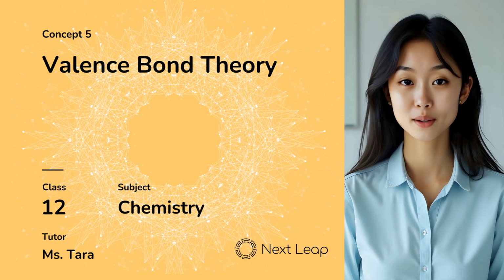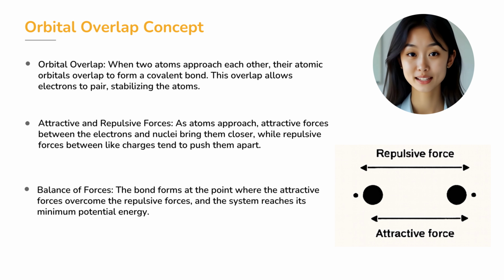Now, let's explore how exactly these bonds form. When two hydrogen atoms approach each other, their atomic orbitals, like the 1s orbitals in hydrogen, begin to overlap. Picture this. As the atoms get closer, attractive forces start pulling them together. The positive charge of the nuclei attracts the negative electrons. But there's also a repulsive force when the like charges, the positive nuclei and the negative electrons, get too close.